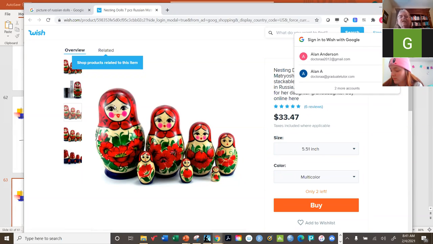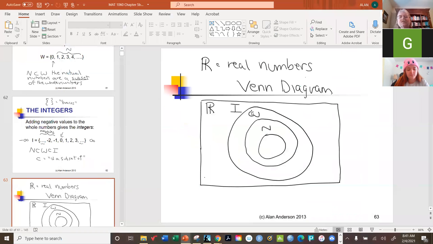So imagine the biggest doll is the integers, the second biggest doll is the whole numbers, and the third doll is the natural numbers. Has anyone ever seen these before? Sure, of course you have. You've heard about these. And everyone loves these things because they're all the same, except they all fit inside each other. Anyway, that's what this reminds me of, Russian dolls.